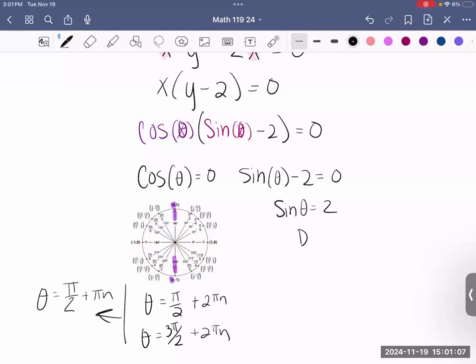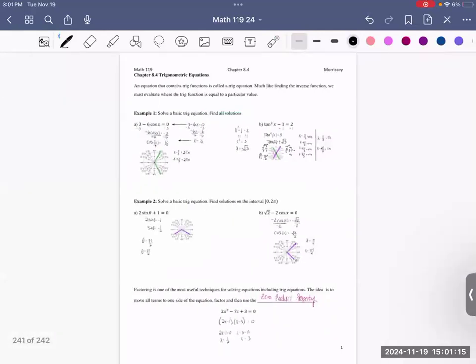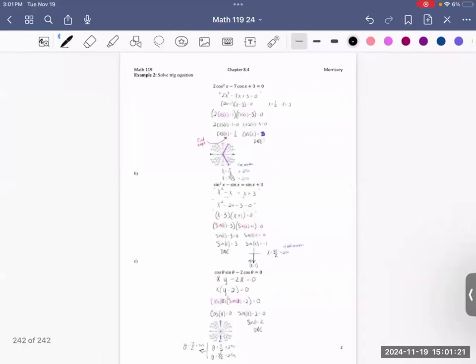Well, that does not exist. So that is working with trig functions, evaluating trig equations from a linear approach, and again from your quadratic approach.